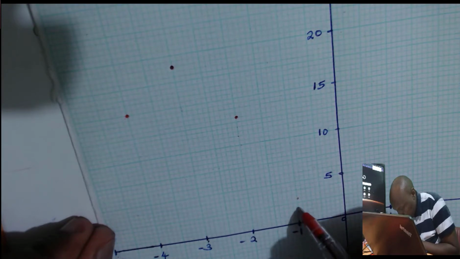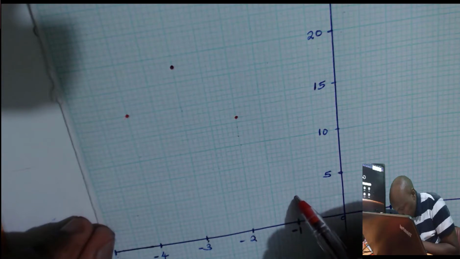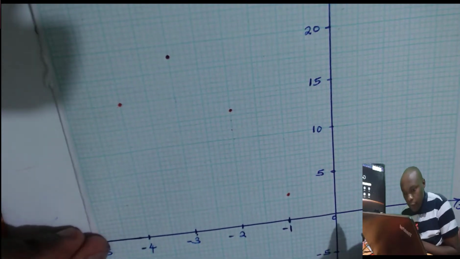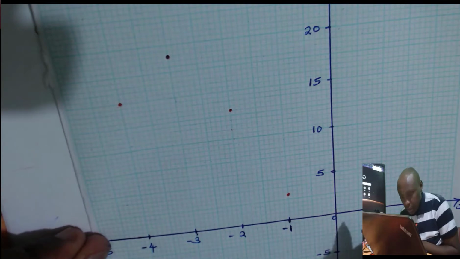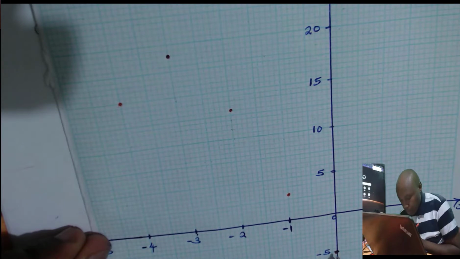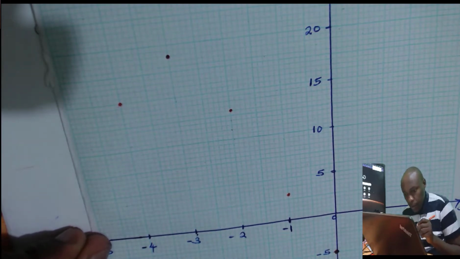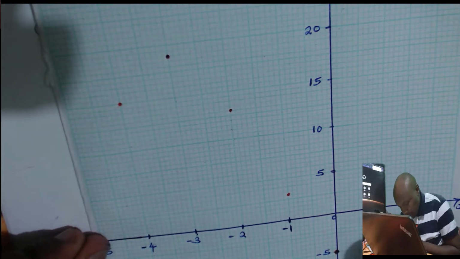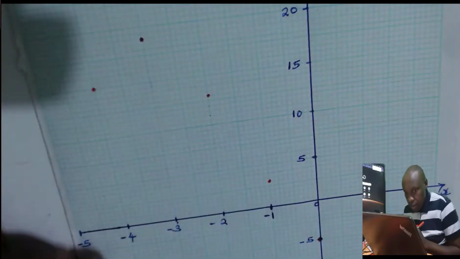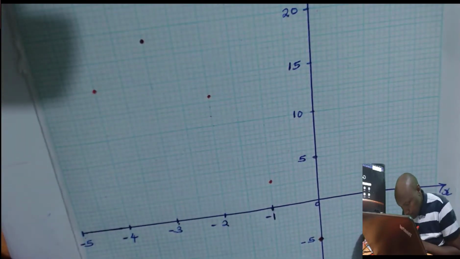So 1 is 1, 2, 3. So 3 is there. Then 0 is negative 5. For 0, negative 5 is there. So it should be 0, negative 5. And then 1, negative 5 again. 1, negative 5 is there.